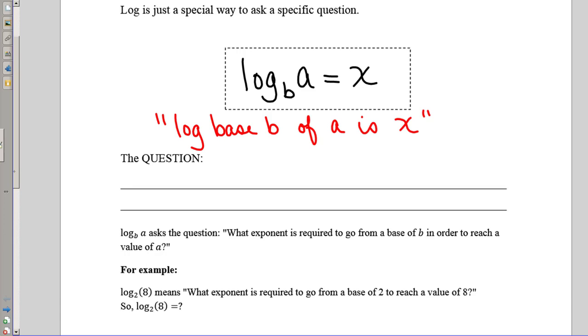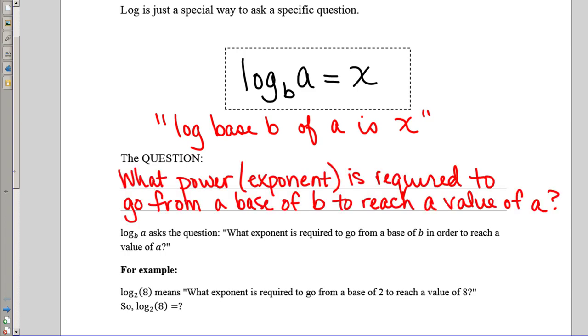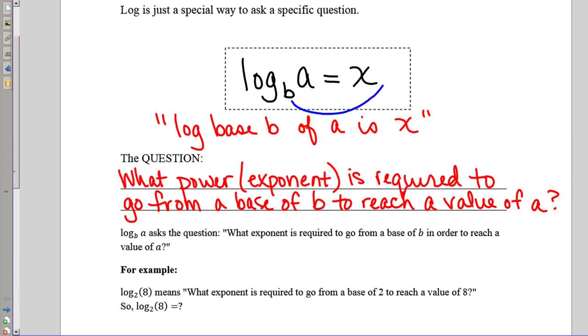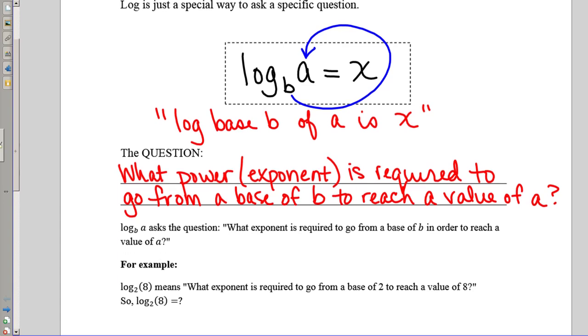So what's the question that you ask yourself when you see a logarithm? The question is, what power is required to go from a base of b to reach a value of a? Some people use what they call the loop trick. So you're thinking b to the x power equals a. B to what power, meaning the x, is equal to a. So what power is required to go from a base of b to reach a value of a?